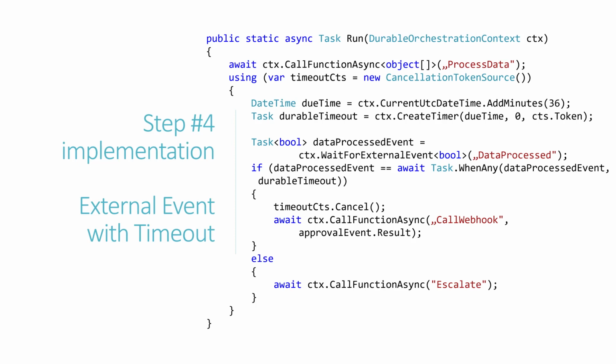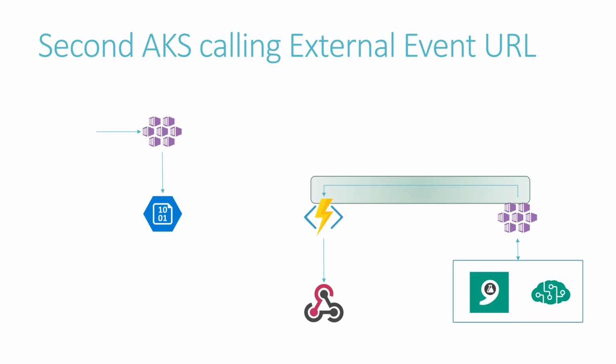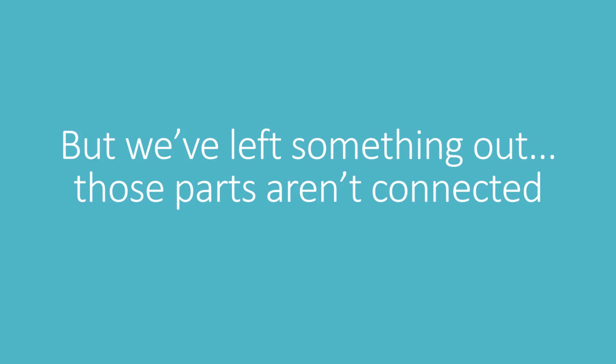When the second AKS receives a response from the third-party service, it will ping the durable functions back using the URL, and everything will continue. So let's place that callback here. Okay, so cool. But we've left out something. Our parts aren't really connected.